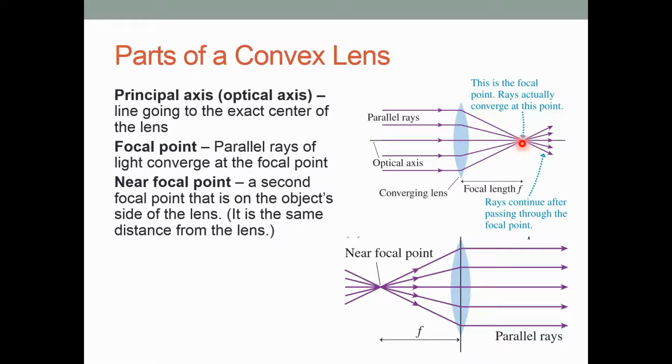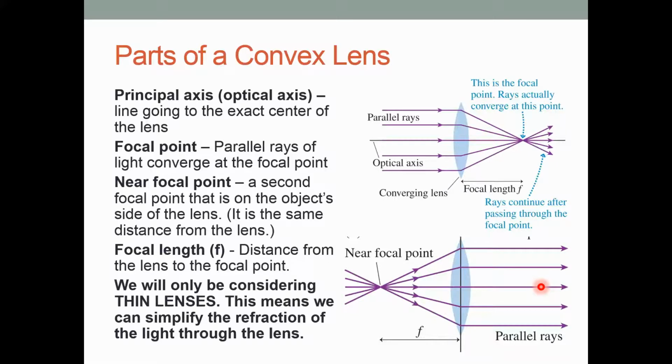We also have a near focal point. This is on the side of the object of the lens. If we had light that traveled through this near focal point and then hit the lens, it would travel as parallel rays after it went through the lens. So it's the same distance, focal length f, from the lens, just on the opposite side. So this is the near focal point, and the same distance away we would have the far focal point. The focal length is the distance from the lens to the focal point.